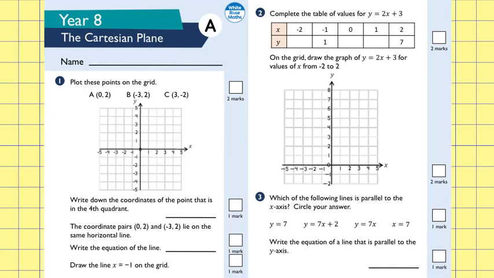Answers to the Cartesian plane test A. Question 1. Plot the points on the grid. A is 0, 2, B is -3, 2, C is 3, -2.